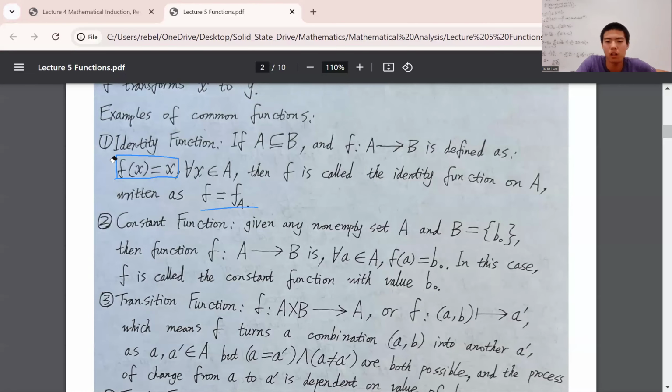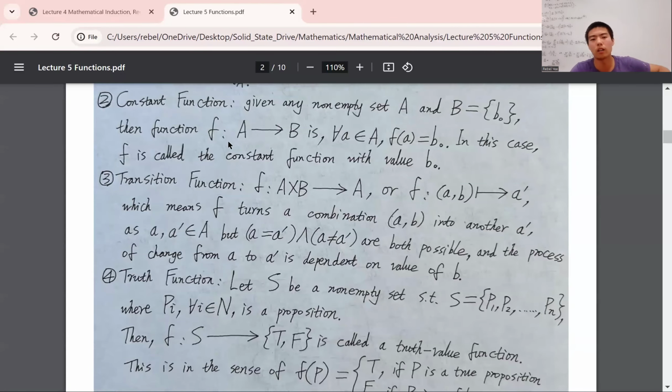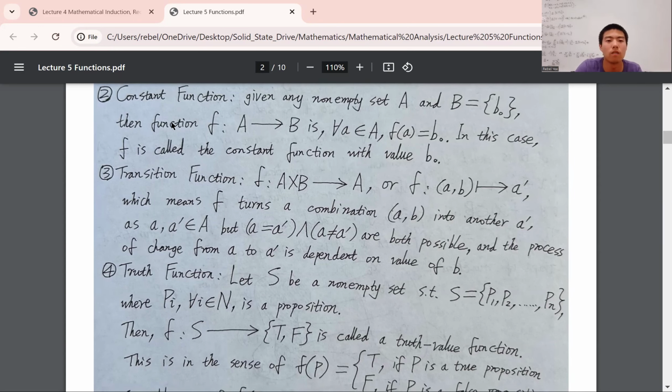Okay. And the second function is also very special. It's called a constant function. Given any non-empty set A, we say B has only one element, which is b0, and all of the elements going from A to set B go to b0. So in this case, f is called a constant function with the value b0, because it conveys every value to a single value, which is constant.